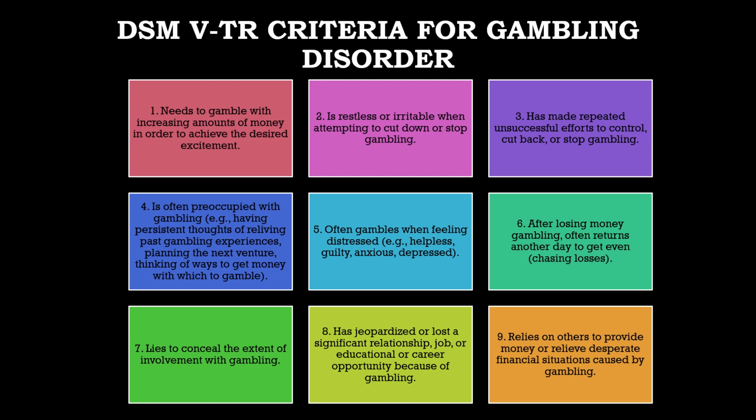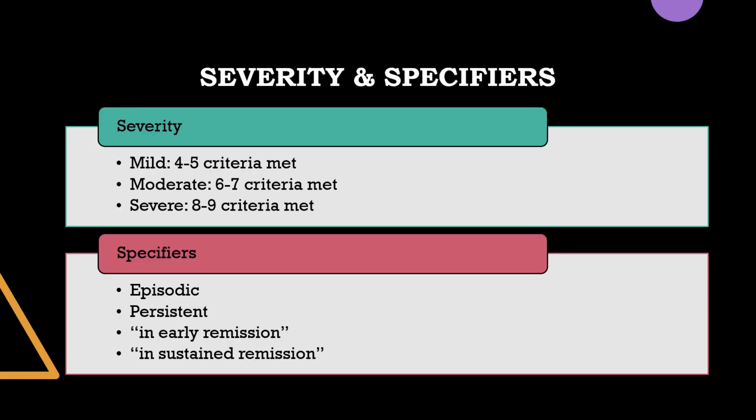Now looking at the severity and specifiers for gambling disorder, and again, much like with substance use disorder, this just helps us understand where the individual is and contextualize this for the individual, and it gives us that nuance just to give us a better understanding of what's happening for that person. So as far as severity goes, gambling disorder is considered mild if 4 to 5 criteria are met. It's considered moderate if 6 to 7 criteria are met, and it's considered severe if 8 to 9 criteria are met. And as far as the specifiers go, it can be considered episodic.